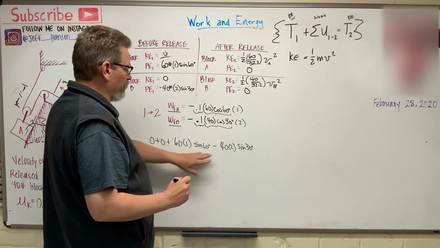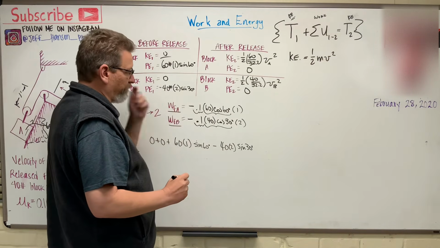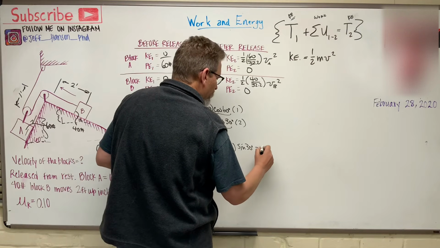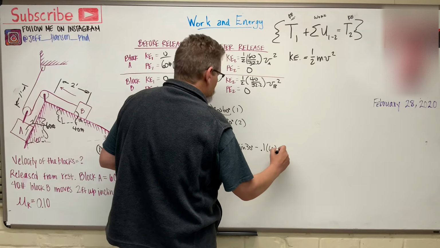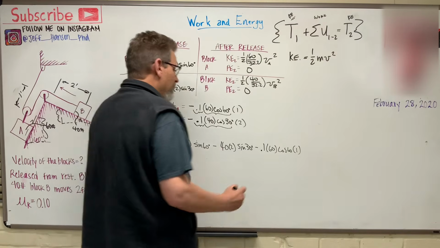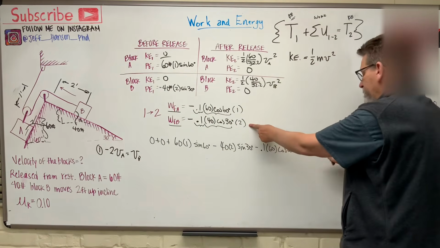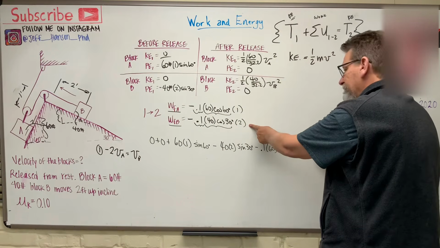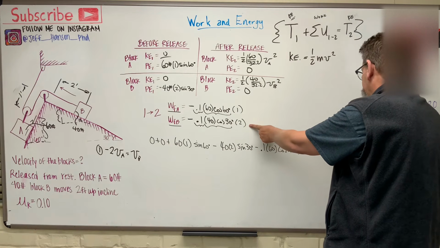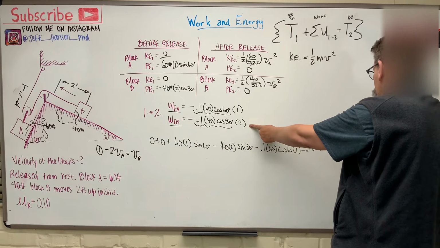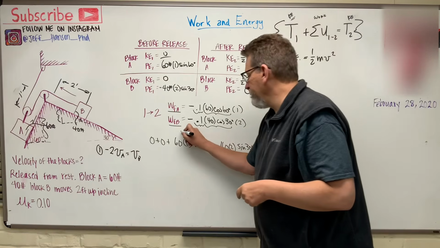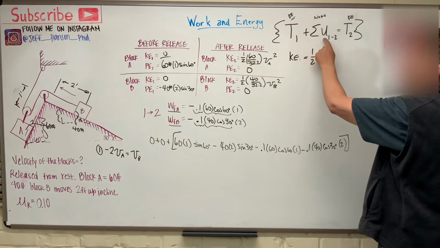Okay? And then we got this work. So this is the work due to rho g h, right? Now we got the work due to the friction here. That's minus 0.1 times 60 times the cosine of 60 times 1, minus this guy, 0.1 times 40 times the cosine of 30 times 2. And this gets all of our U.